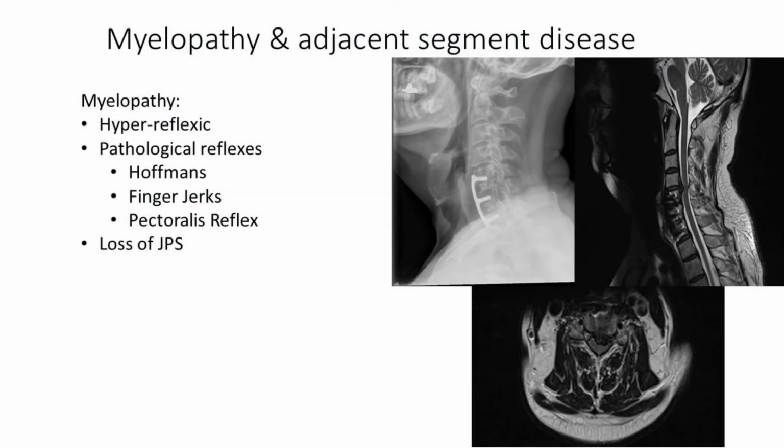Myelopathy is particularly relevant because I don't think it's taught that much in medical school, and it's a very common finding, and is good to practice, particularly when you're on neurosurgery. So the patients are often hyperreflexic. They've got present pathological reflexes, so Hoffman's, finger jerks and the pectoralis occasionally, or they'll come in with an even clawed hand occasionally, and you can get loss of joint position sense.